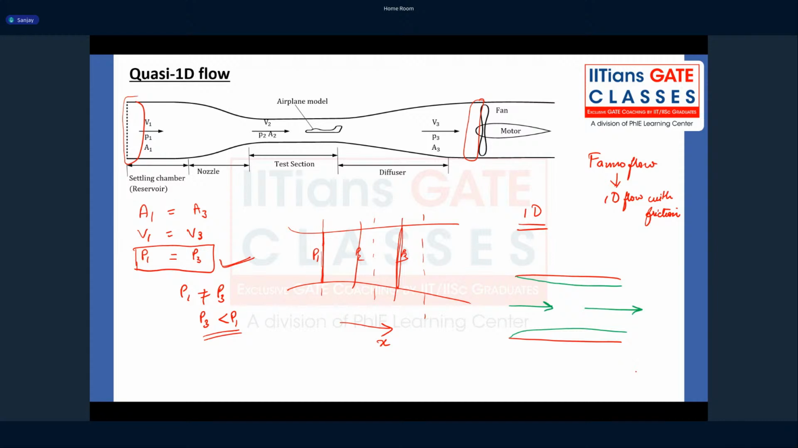So you can think about it. What can happen if you don't have a fan? If you don't have a fan, do you think you will get enough pressure difference so that the flow can be absorbed?